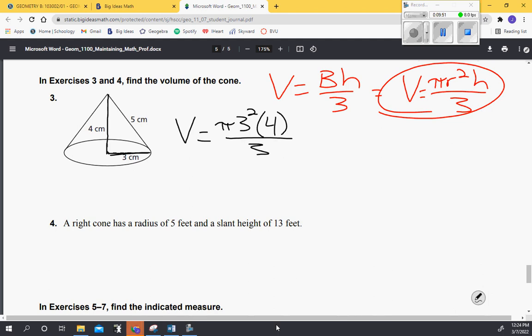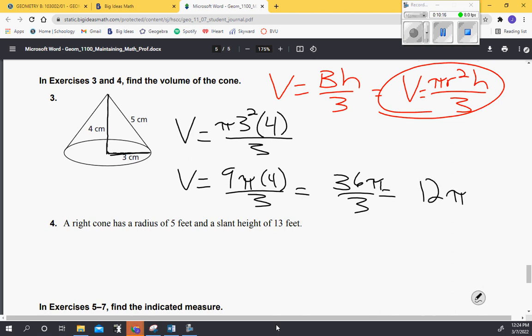Volume is equal to 9 pi times 4 over 3, which is equal to 36 pi over 3. All I did was multiply 9 and 4. 36 divided by 3 is 12 pi. Multiply that. 12 pi is equal to 37.7. 37.7, this is centimeters, and we're talking volume, cubed.